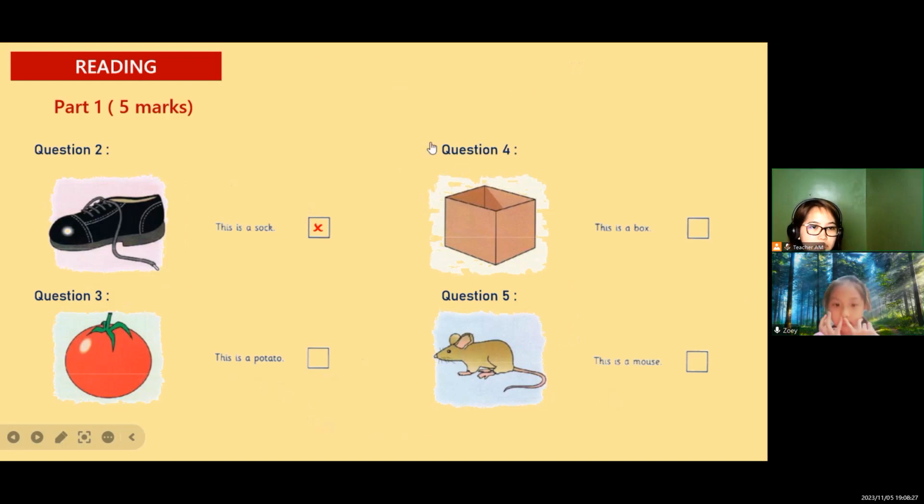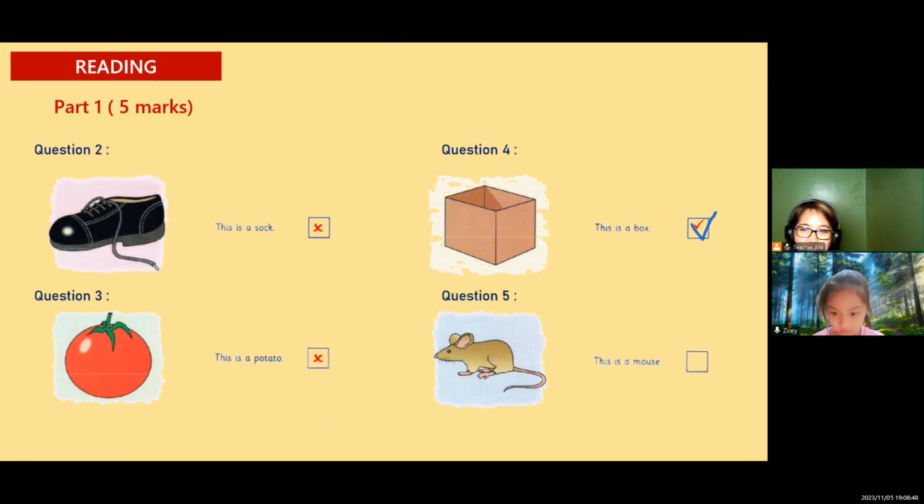Cross. Yes, it is a cross. This is a tomato, not a potato. Very good. How about number four? This is a box. Okay. Is that tick or cross? Tick.